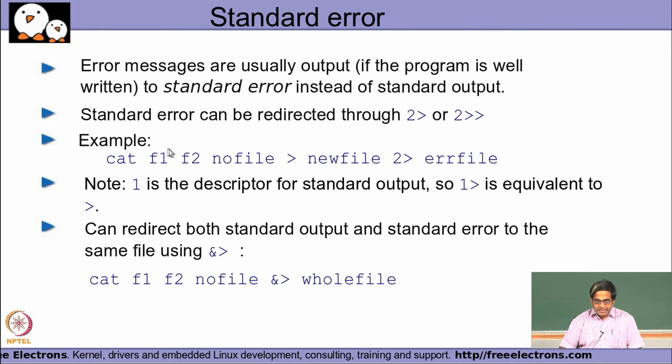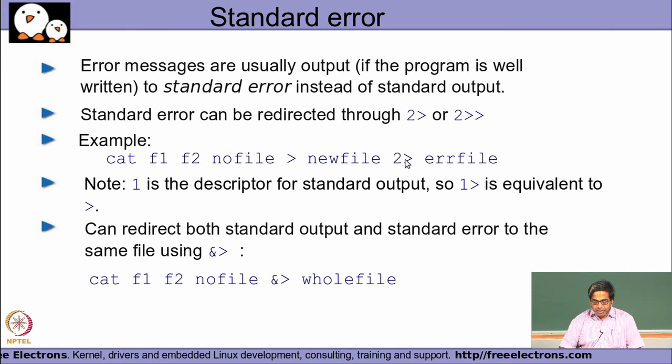So, we are basically saying here that I want to display the contents of F1, F2 and no file. I do not want to display it in the standard output, but I want the contents to be redirected to this file, because we have used a standard output redirection here. On the other hand, if there was any error that happened as part of the execution of the command, we want those error messages to go into this particular file, right.